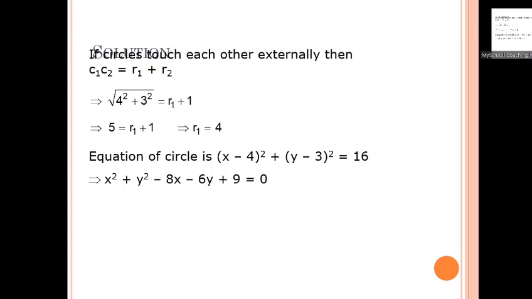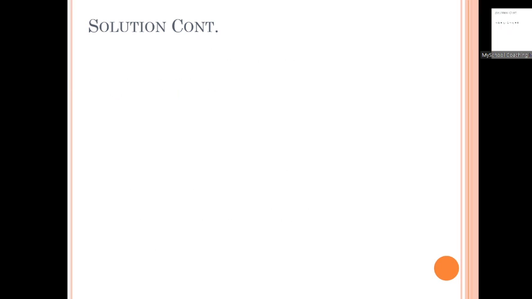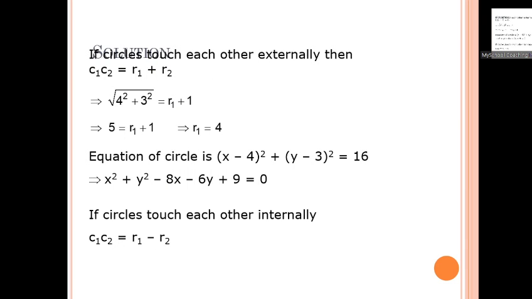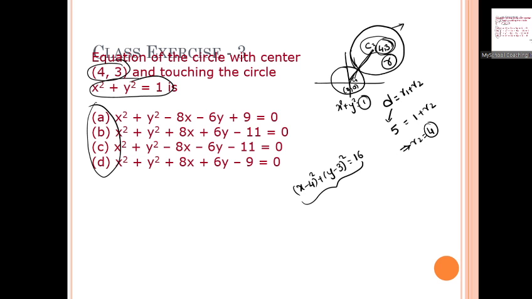Shall I go to next question? Yes, sir. क्वेश्चन में दिया नहीं क्या सर्कल्स इंटरनल टच कर रहे हैं या एक्सटर्नल टच कर रहे हैं? ओके क्वेश्चन में देखिए, it's only given that the circles are touching each other. ध्यान दे दीजिए, it's only given that the circles are touching each other. सो ऐसा भी हो सकता है ना, राइट? Yes sir.